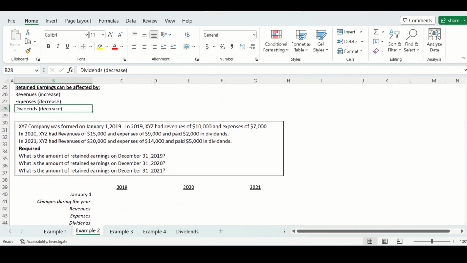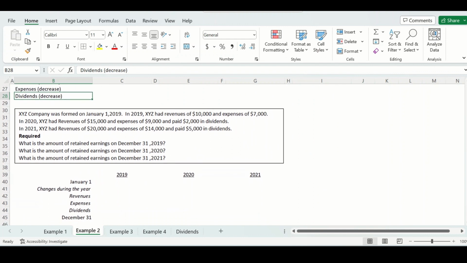So to put this in perspective, let's do an example about XYZ company. This company was formed on January 1st, 2019. During 2019, the company had revenues of $10,000 and expenses of $7,000. In 2020, the company had revenues of $15,000 and expenses of $9,000, and XYZ also paid $2,000 in dividends. And then in 2021, XYZ had revenues of $20,000 and expenses of $14,000 and paid $5,000 in dividends. And the question wants us to figure out the amount of retained earnings on December 31st, 2019, 2020, and 2021.